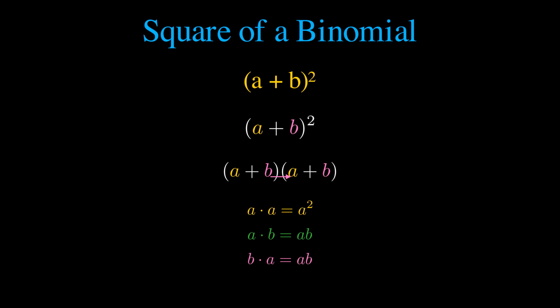Now combine like terms. Two ab terms become 2ab. That gives a squared minus 2ab plus b squared. For a minus b squared, the steps are the same. Just watch the signs.